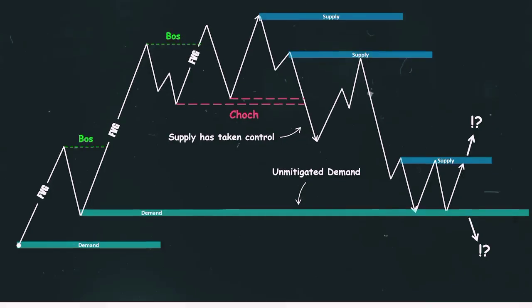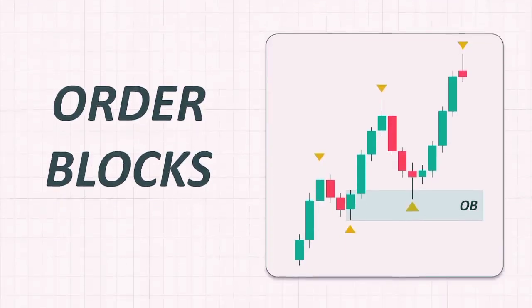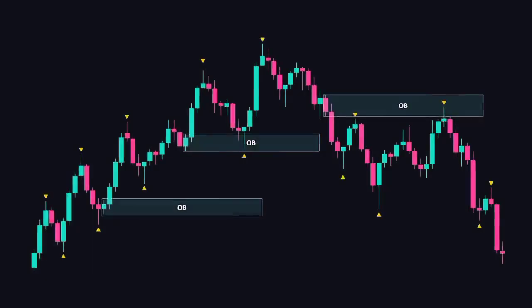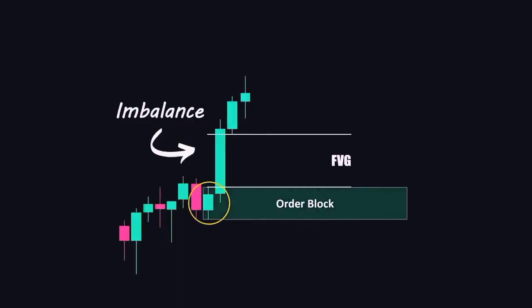The next concept we'll explore is order blocks. Order blocks are refined supply and demand zones where significant buying or selling pressure originated. These areas are important because they represent locations where large market participants likely entered their positions and caused price to move aggressively in a particular direction. We identify the first candle that creates a fair value gap as the order block zone.